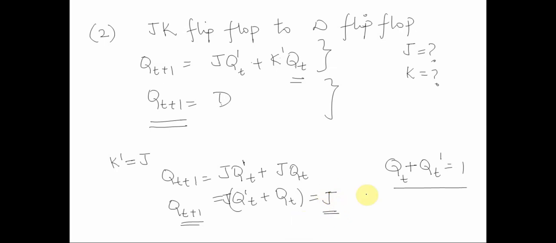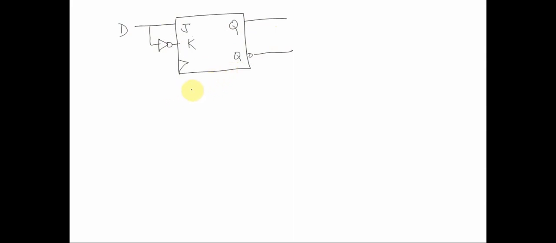It only depends on the input J, and if we make this J equal to D, that would mean K' is equal to J, which is equal to D. This implies K is equal to D'. So if we supply J equal to D and K equal to D bar, we can convert a JK flip-flop into a D flip-flop. So we have J equal to D and K equal to D bar, with the clock and outputs Q and Q bar. So we have converted a JK flip-flop into a D flip-flop. Hope you like this problem solving session. Thank you.